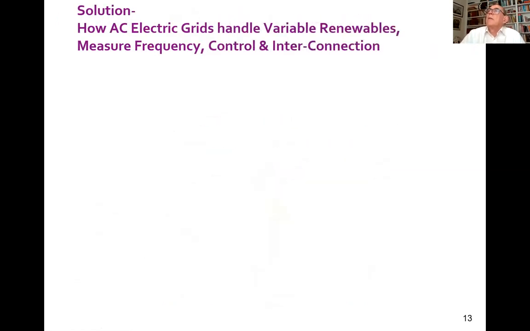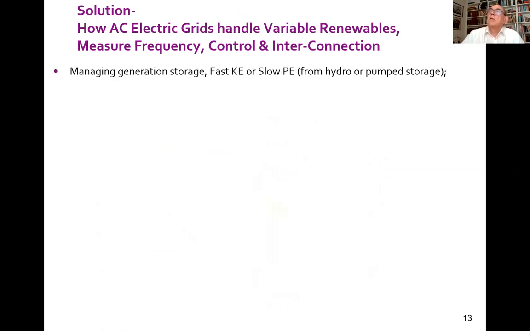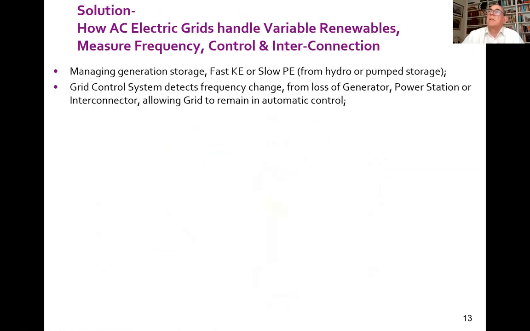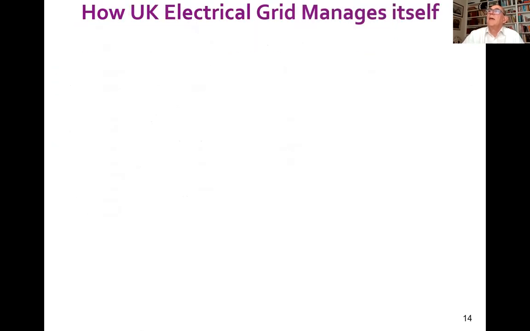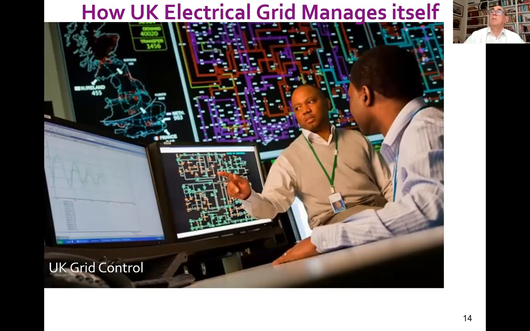So the solution is that we're handling renewables by measuring the frequency, controlling our sources of energy, and by interconnection. And this is a detailed slide on that, but I think I'll just skip over it. But I want to show you how we manage it. And this is how the UK manages its grid. This is a photograph taken in our grid control room for Great Britain.